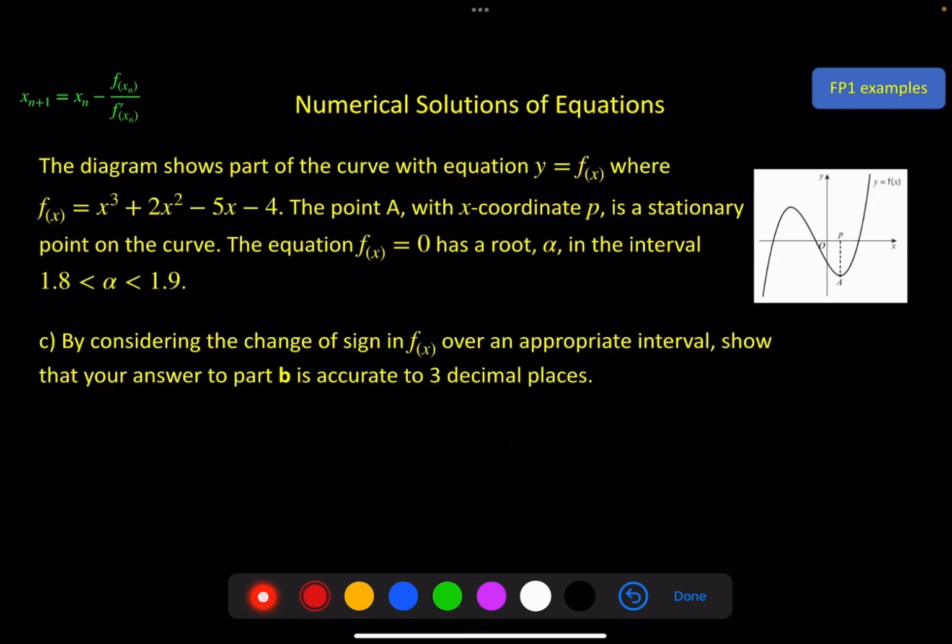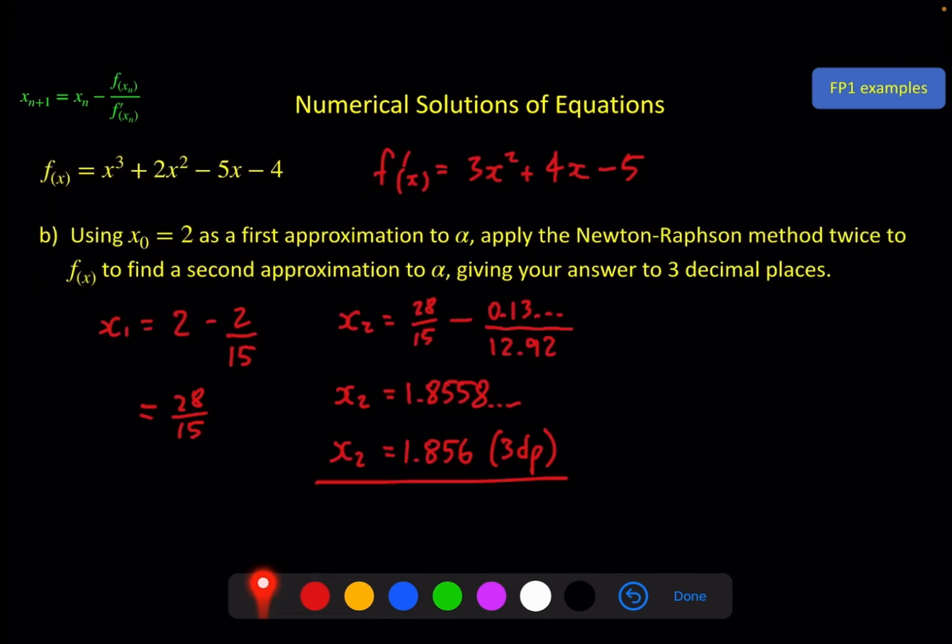The final part of the question says, by considering the change of sign in f of x over an appropriate interval, show that your answer to part B is accurate to 3 decimal places. So to clarify here, we found an answer in part B, and we've written it to 3 decimal places, but that is a second approximation, or arguably a third approximation, but that's no guarantee that this is the root correct to 3 decimal places. If we did another iteration of the formula, it might change to 1.857, for example. So now we're checking that this is indeed a root to 3 decimal places.